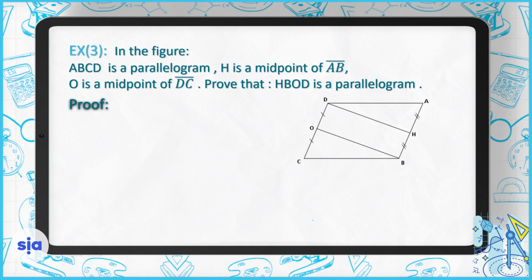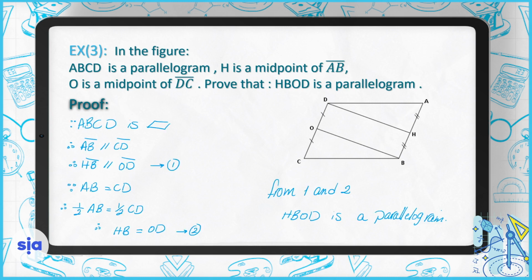Exercise number 3. ABCD is a parallelogram where H is the midpoint of AB and O is the midpoint of DC. The question wants us to prove that HBOD is a parallelogram. Since ABCD is a parallelogram, therefore AB segment is parallel to CD segment. Therefore, HB segment is parallel to OD segment.